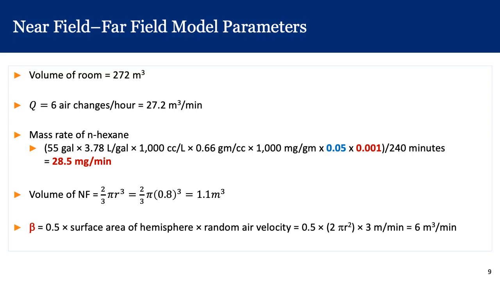But now let's say that we are not so happy with the model itself. We feel that maybe the well-mixed room model is not the best model to use in this scenario. We really should be using the near field far field model. So we go to this model. Again, the volume of the room and Q don't change from before. We can calculate the mass rate of N-hexane as before, so 28.5 milligrams per minute. We can calculate the volume of the near field as 2/3 times pi times 0.8 cubed, so about 1.1 cubic meters. And beta we can calculate again as 6 cubic meters per minute.